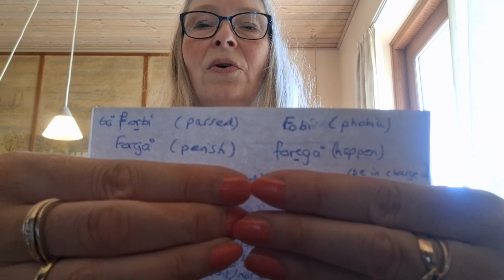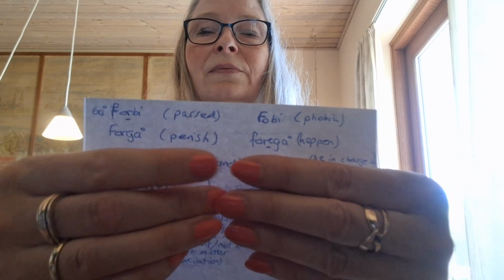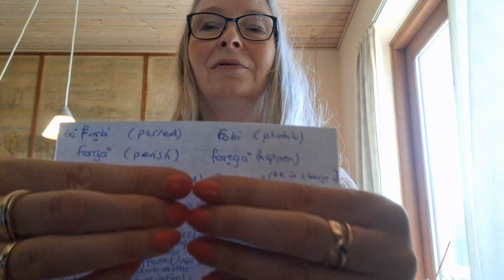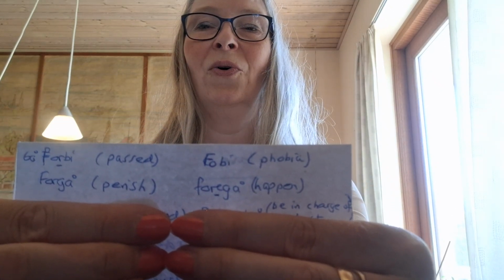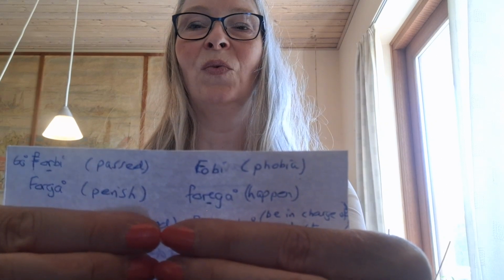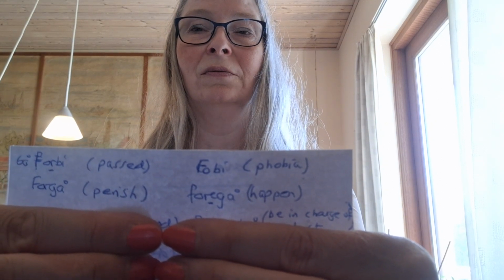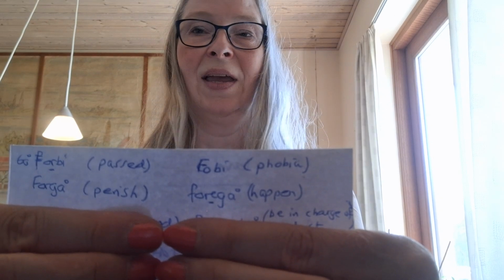Forgå and foregå. Foregå is with an E in the middle. That's why the first syllable becomes long. Foregå. And then forgå, there is no E.